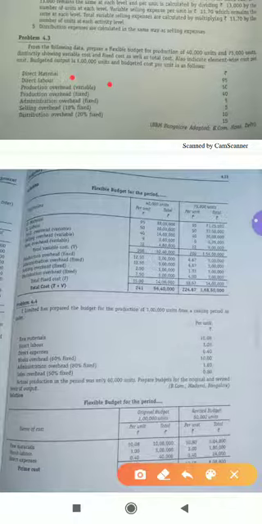But when it comes to fixed cost, per unit will vary, but total fixed cost will remain the same. Now look at here, production overhead variable they have given separately, that is, it will vary according to the level of activity, but production overhead fixed they have given. That means this amount, 5 rupees into 1 lakh units, that is 5 lakh, will remain the same in all the levels of activity.